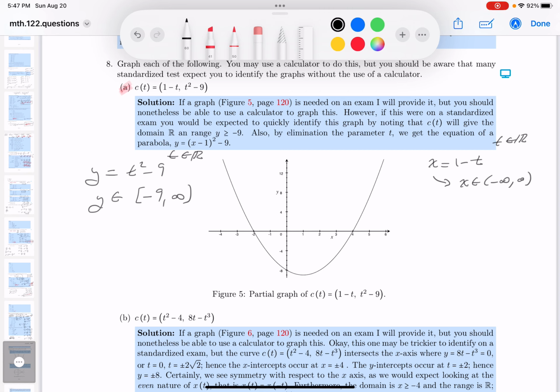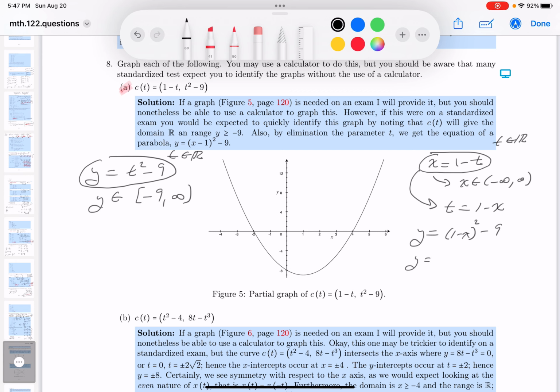All right. What do you do over here? I would say take this equation here and solve it for t. Let me do that. What are you going to get? t equals 1 minus x. What are you going to do? Plug it into the y equation. What's y going to be equal to? Well, it's over here. It equals t squared minus 9. What's t? It's 1 minus x, quantity squared, minus 9. Let's go through that. What do you get there?